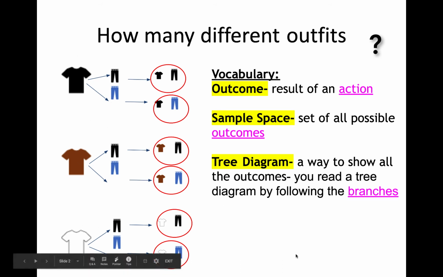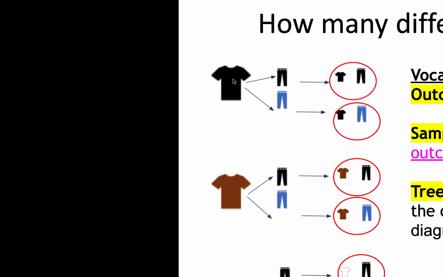A tree diagram, also what you see in front of you, is a way to show all the outcomes. It's really important to recognize that on a tree diagram, just like on trees, you have branches and those branches lead to different areas. So you read a tree diagram by following the branches. Let me explain. The branches lead you to specific outcomes. So for example, black shirt, black pants, that is an outfit. And I get that by following the branches.